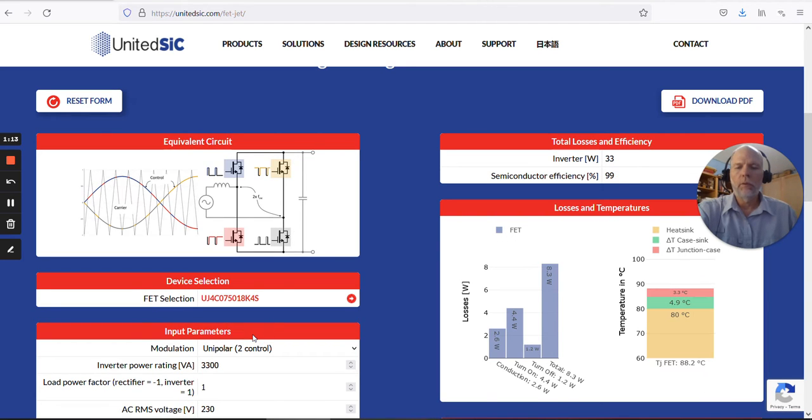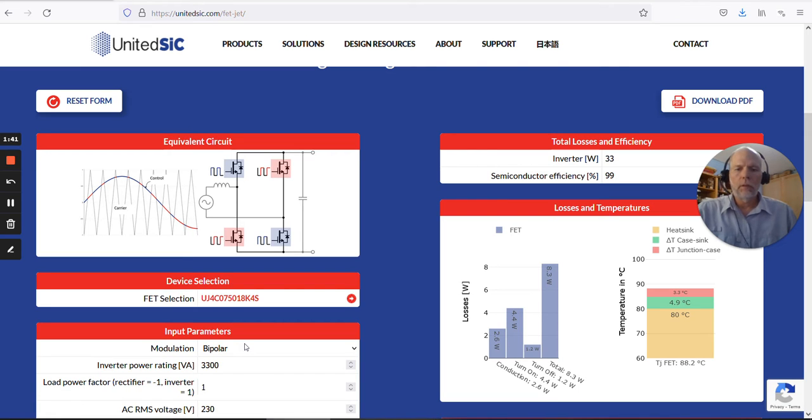There's Unipolar TwoControl single carrier. So here we have 2 control signals and a single carrier waveform. And again, they're color coded. And then the last one is bipolar. This one is basically the same kind of control as in a 2-level voltage source inverter, single phase of a 2-level VSI.